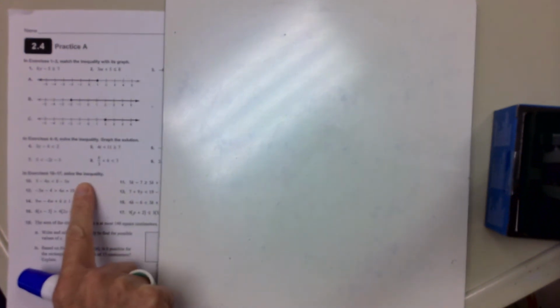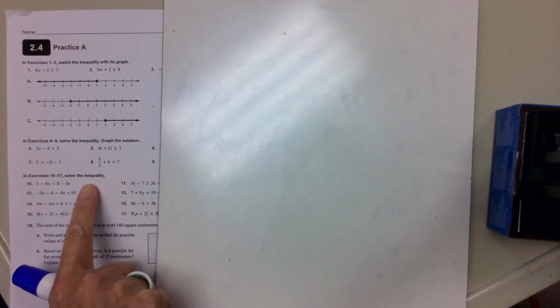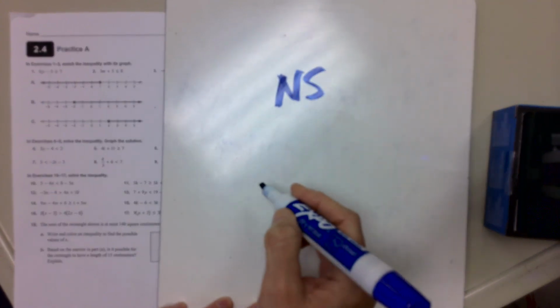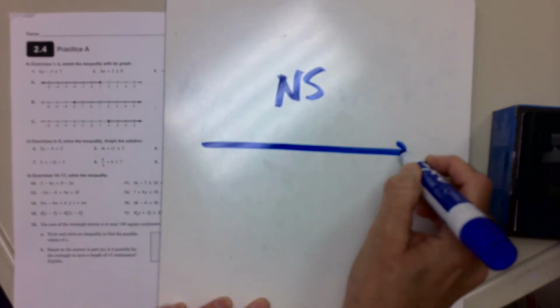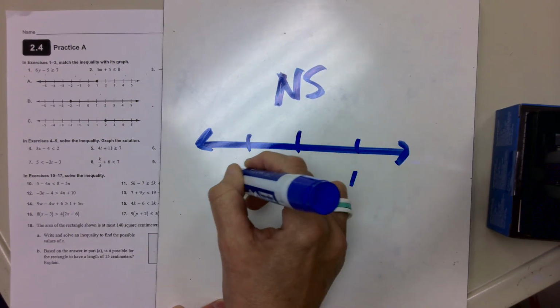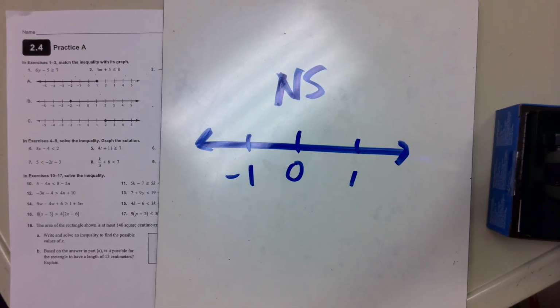It doesn't say in here to graph these problems, but I want to show you what that looks like. If you get an answer of no solution, a graph that's showing no solution just doesn't highlight anything. So I could do a quick graph like that. I have nothing highlighted, so there's no solution on that graph.